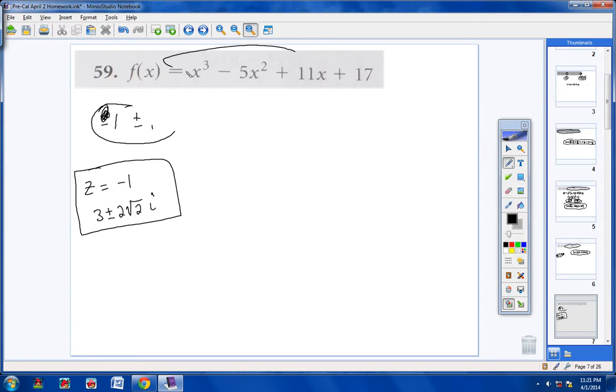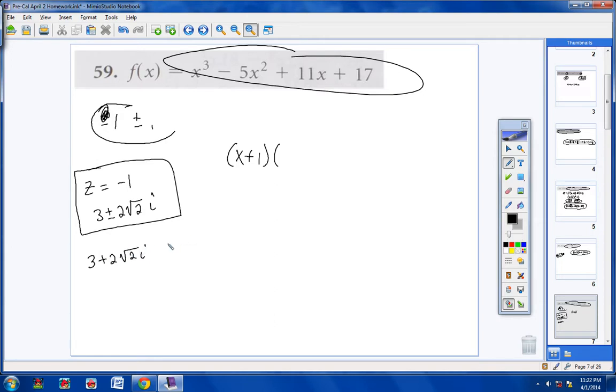This expression right here. So remember what to do. My zero is negative 1, so I'm going to put x plus 1. And then be careful here. These are two zeros. Really, one of your zeros is 3 plus 2 square root of 2i. And the other zero is 3 minus 2 square root of 2i. So what you want to do, let's take this zero first. Just like you put for the negative 1 right here, you put x plus 1.